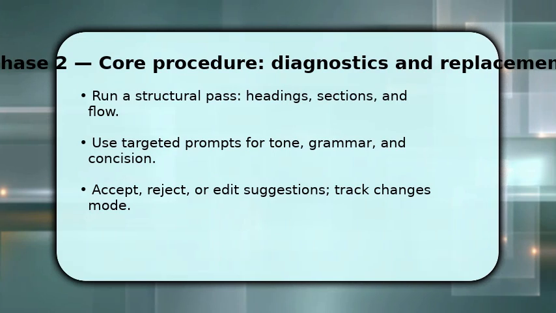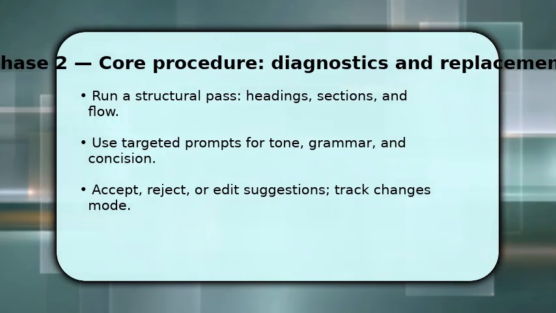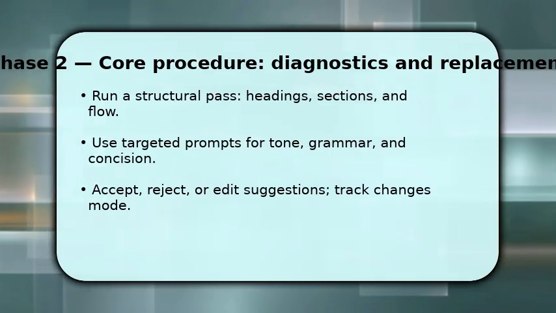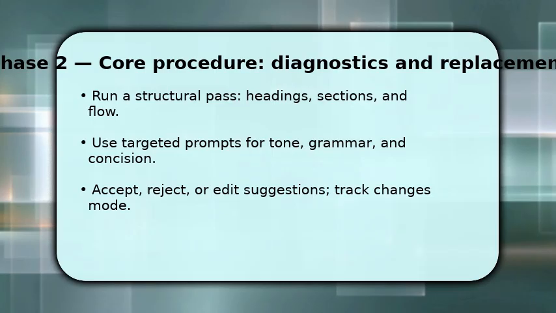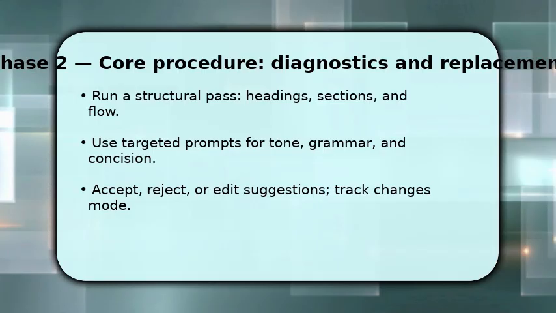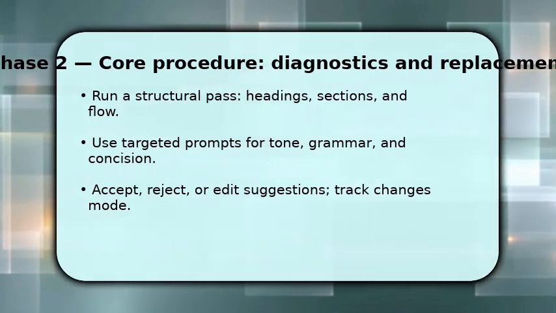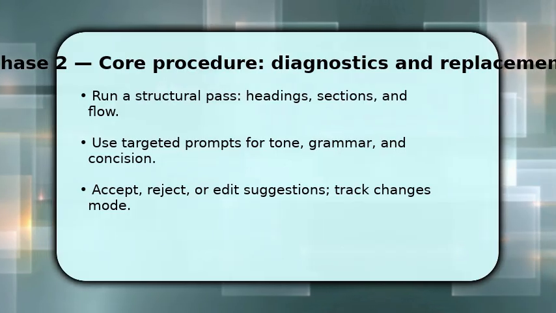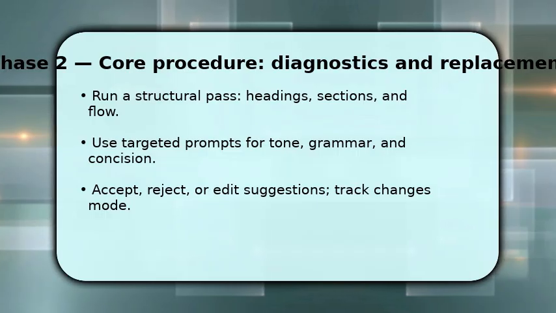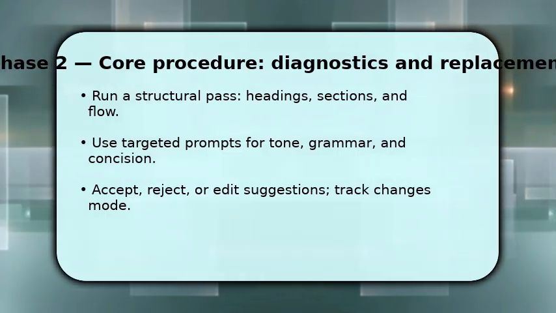Now you revise with the AI's suggestions and take control of execution. Start a structural pass. Ask the AI to outline headings and reorder sections so the flow improves. That creates a roadmap. Next, use targeted prompts for tone, grammar, and concision. Be specific, for example: make this section friendlier and 20% shorter. Review suggestions in track changes mode. Accept, reject, or tweak each edit. This ensures you keep authorship while leveraging AI speed and consistency.